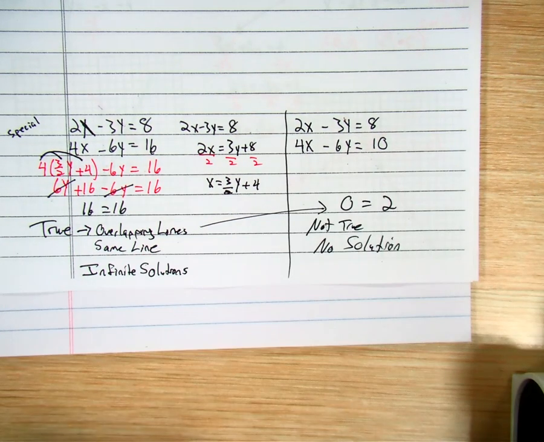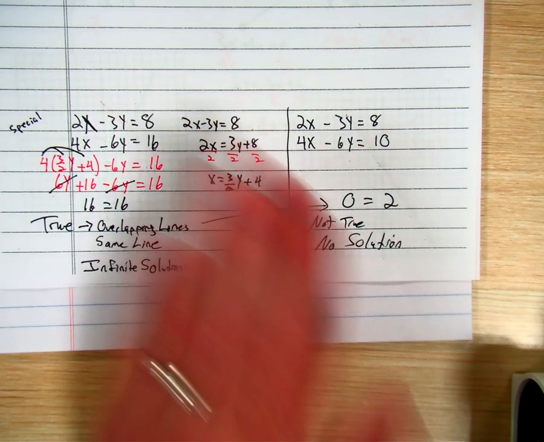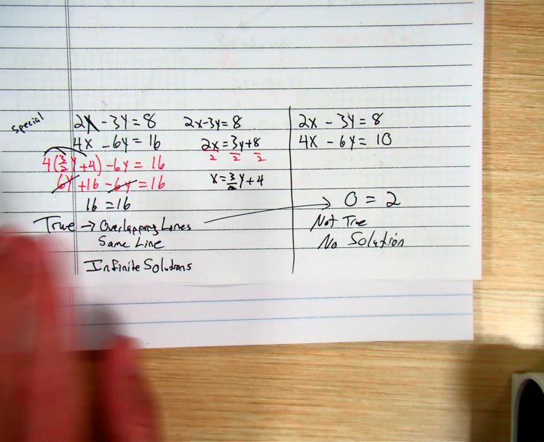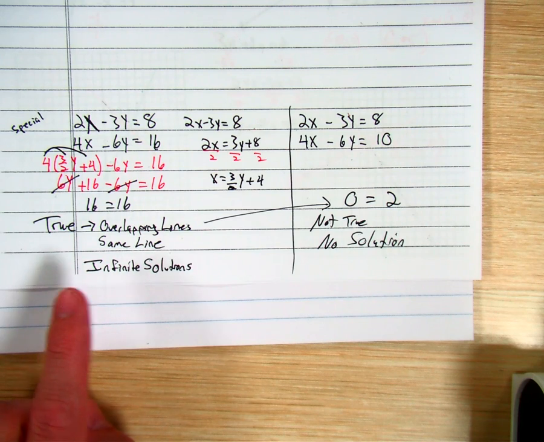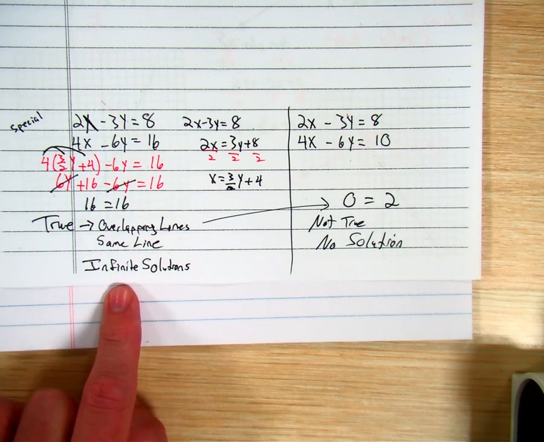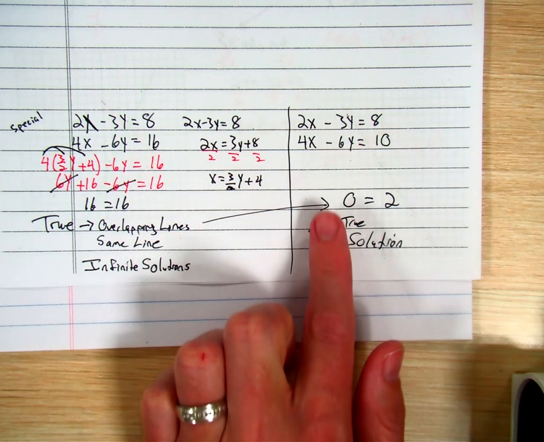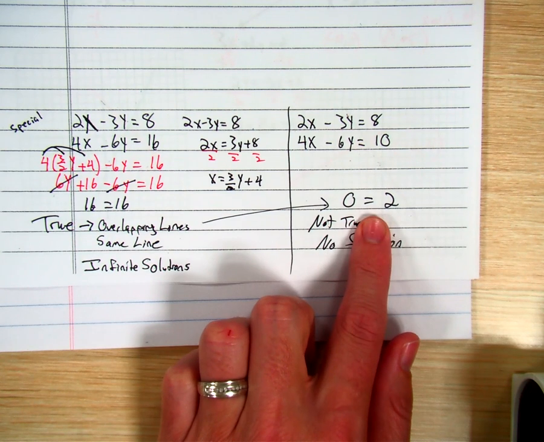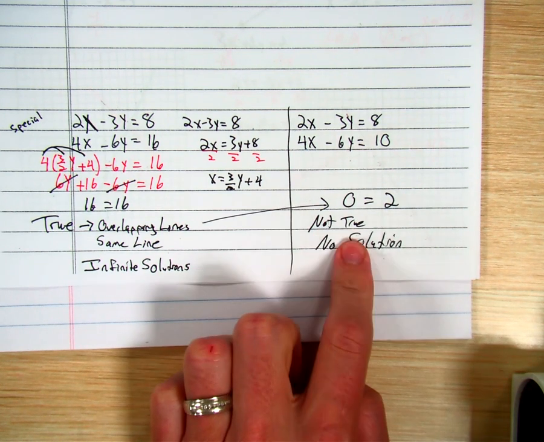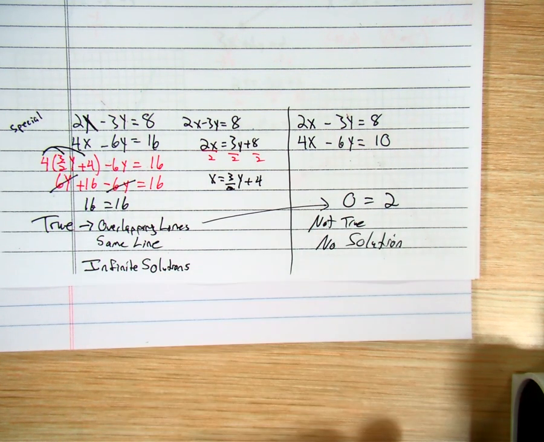Okay? So if you're going through and doing your substitution, and it's going to be the same thing for elimination tomorrow, if all the variables cancel out, and you get a true statement left, 16 equals 16, 5 equals 5, 0 equals 0, it's true, you have infinite solutions. If all the variables cancel out and there's not a true statement, 0 equals 2, 5 equals 7, then there's no solutions.